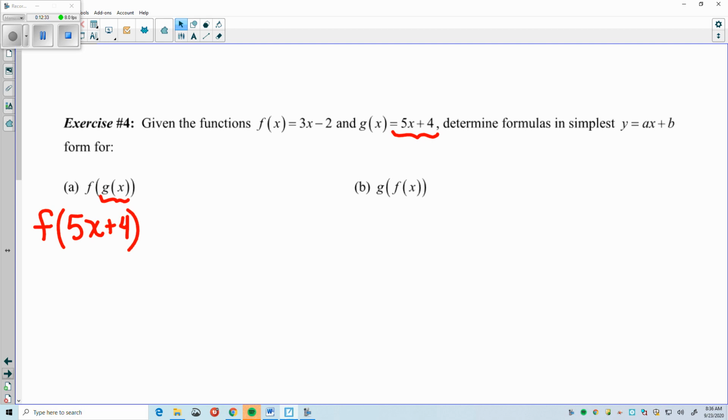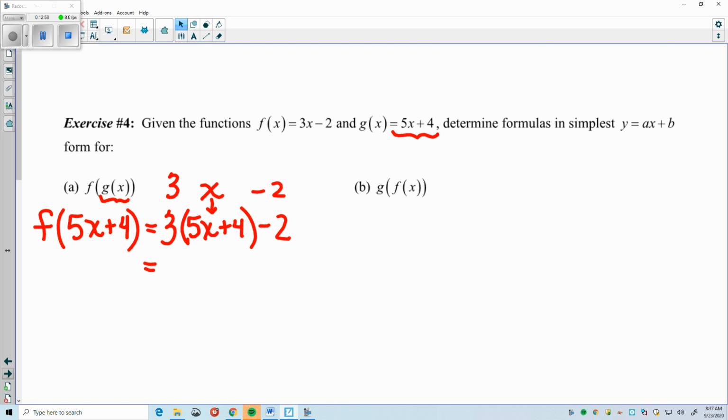Okay, so I'm going to go to the f function. I'm going to rewrite the f function. Anywhere I see an x, which would be right here, I'm going to replace that whole thing with 5x plus 4. Okay. Don't forget, you have a minus 2. So if I'm looking at my f function, here's my 3x minus 2. So all I did was replace the x with that g function.